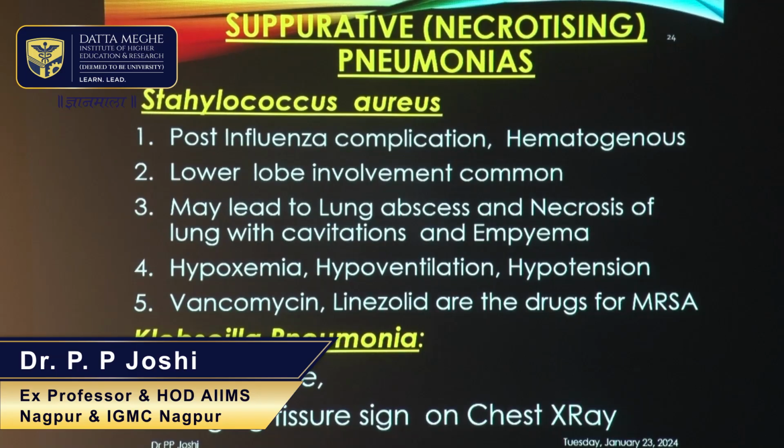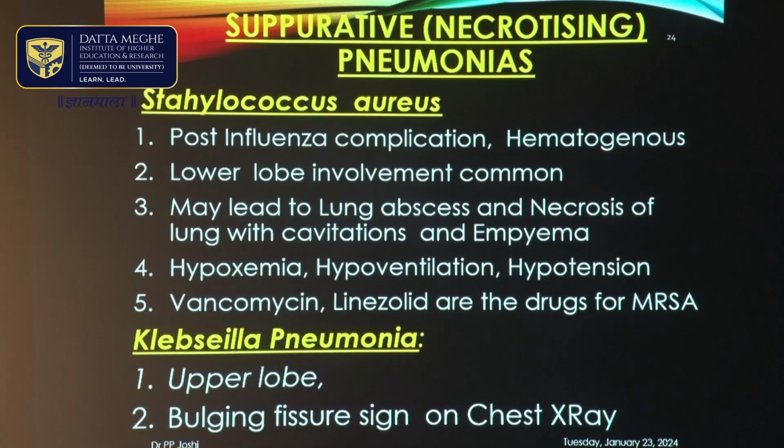They are treated with higher antibiotics like vancomycin and linezolid, especially in patients who have methicillin-resistant Staphylococcus aureus infection. They are treated with vancomycin, and for vancomycin-resistant Staphylococcus aureus infection, VRSA, the drug of choice is linezolid. So for MRSA, the drug of choice is vancomycin. For VRSA, the drug of choice is linezolid.